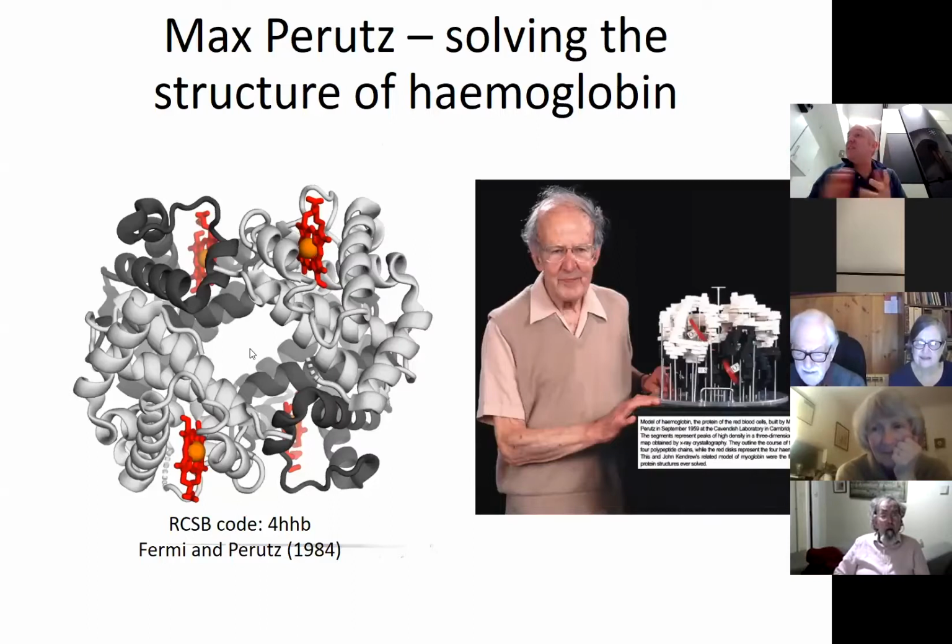he spent his career working on this protein. By 1984, he was able to get a very highly detailed model with all of the atoms correctly in place. And so this is the same sort of image, but now with the backbone of the protein traced in these ribbons. And you can see the heme groups and the iron in orange here. And so he spent his career working out.